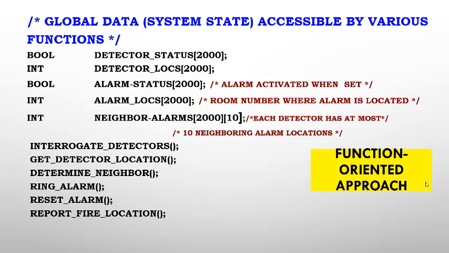If we approach it with the function-oriented approach, we first identify the different high-level functions, and then the data structures are designed such that bool is the data structure for detector status, int for detector location, bool for alarm status, int for alarm location, and int for neighbor alarms. So these are the centralized data structures in a function-oriented approach. And the functions may be interrogate detectors, get detector location, determine neighbor, ring alarm, reset alarm, report fire locations, etc. These functions make up the function-oriented approach.